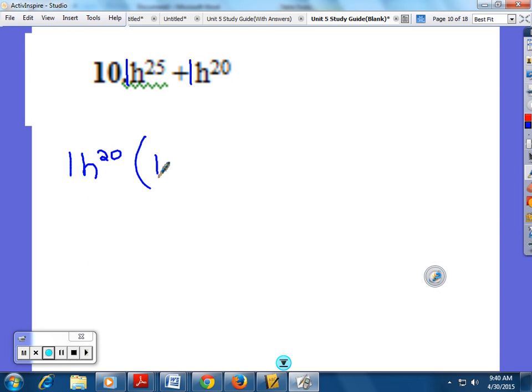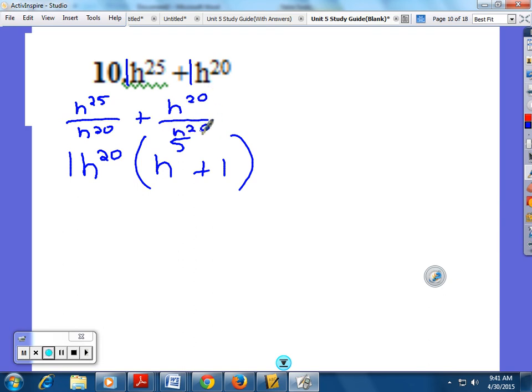h to the 25th divided by h to the 20th is h to the 5th. And then h to the 20th divided by h to the 20th is 1. So that's how I got h to the 5th power for the first term by dividing these two. And then I divided those two and got 1.